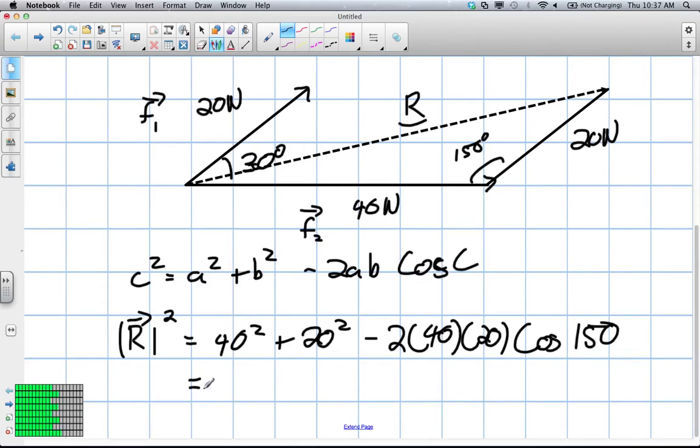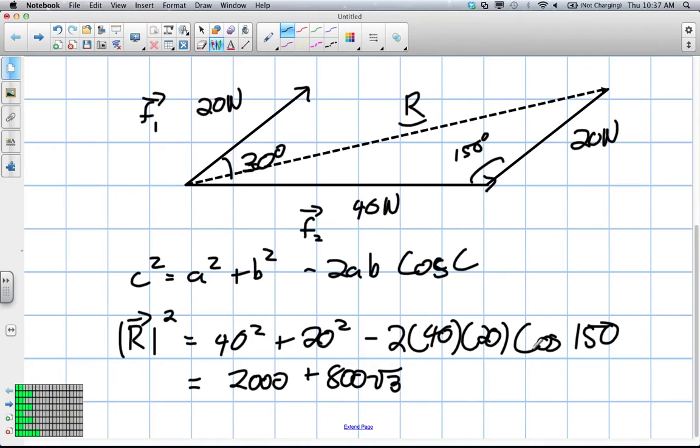Okay. We're going to jump through that quickly. This ends up adding up to be 2,000 plus 800 times root 3. Now, we could have been left with a decimal.